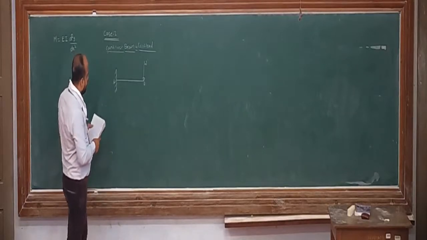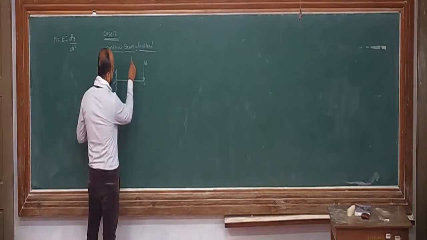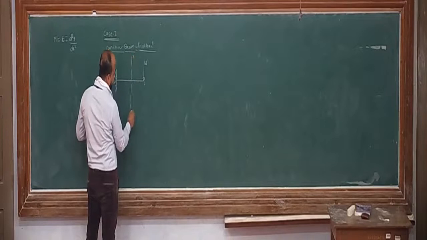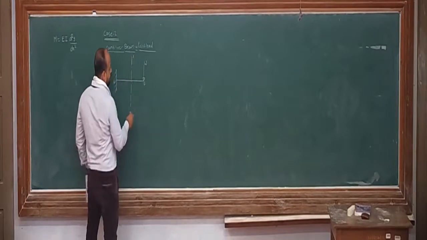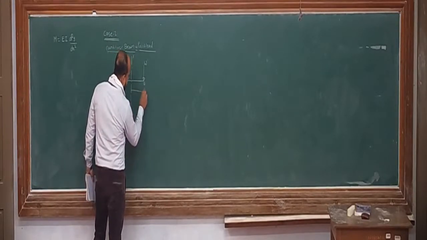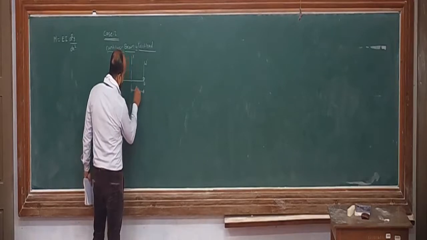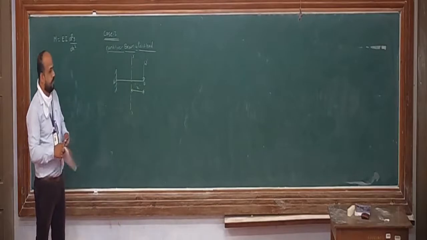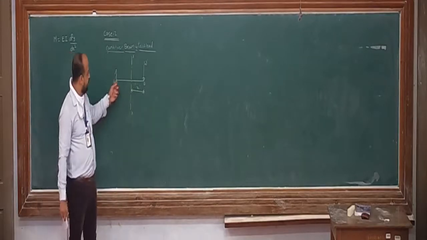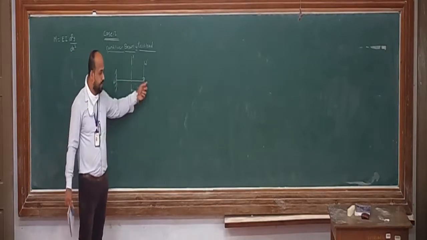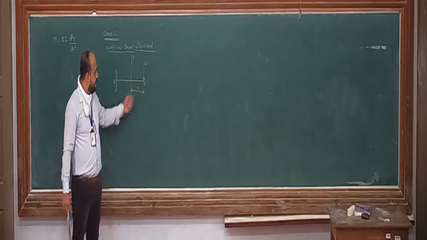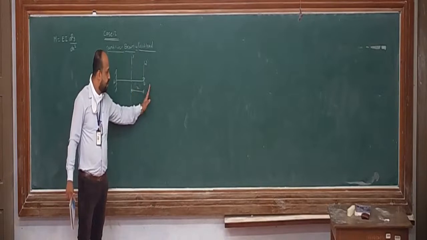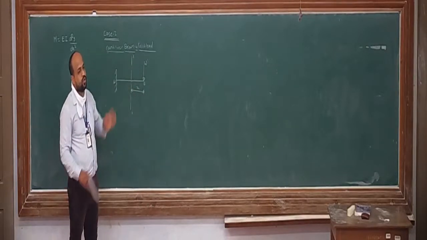Next, you need to take any random section, like we did in SFD and BMD. So section XX at a distance of small x. It is a cantilever beam. I will name this point A and this point B. Take any random section XX at a distance of small x from the free end. It is subjected to W.